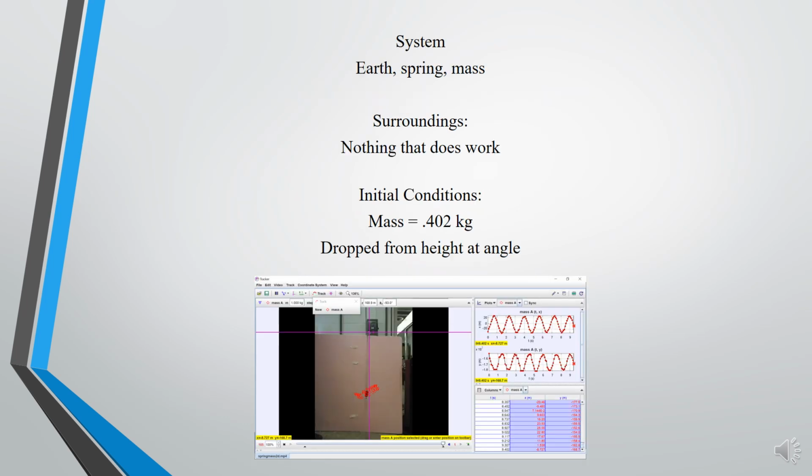The system in this experiment is the Earth, the spring, and the mass. The surroundings are everything else, which do not do work on the system. The initial conditions are the mass of the block and the height and angle at which it was released from rest, or the initial position.